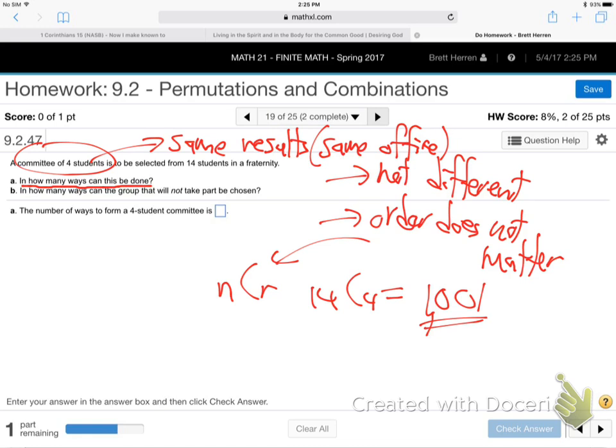Okay, now part B. All right, you feeling tricky? This is what I told you. This field is subtle. Here we see some of the subtleness. In how many ways can the group that will not take part be chosen?